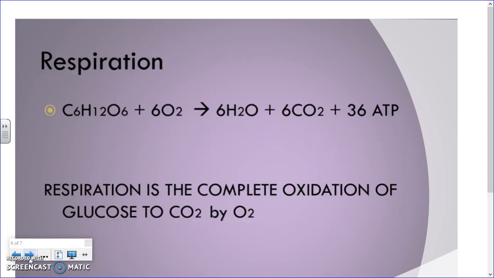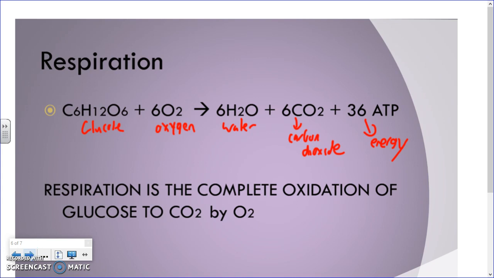Okay. So, on this board is the reaction for respiration. Okay. This is glucose. This is our good friend glucose. This is our good friend oxygen. This is our good friend water. This is our good friend carbon dioxide. And this is our good friend ATP, or energy.